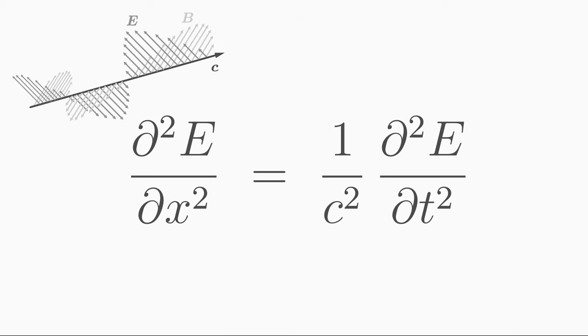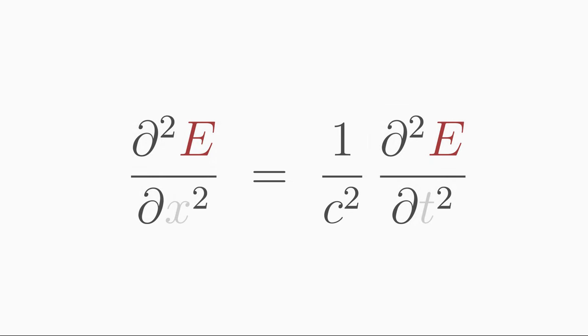Let's take a look at the one-dimensional wave equation for an electric field. The function we are looking for is the electric field E. This depends on the position x and on the time t. Since the function depends on two variables and their derivatives appear in the equation, it is a partial differential equation.